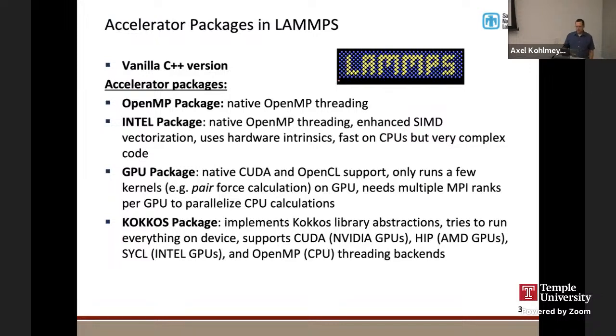Just a reminder, there are several different accelerator packages in LAMMPS, and these complement the vanilla C++ version. I'm not going to go into a lot of detail, but you might wonder, when should I use the GPU package versus the Kokkos package? The main difference is the Kokkos package is trying to run everything on the device, whereas the GPU package only runs a few kernels, and everything else runs on the host CPU. One nice thing about the GPU package is that it supports reduced precision. The Kokkos package only supports double precision.